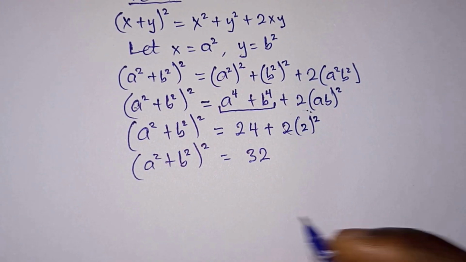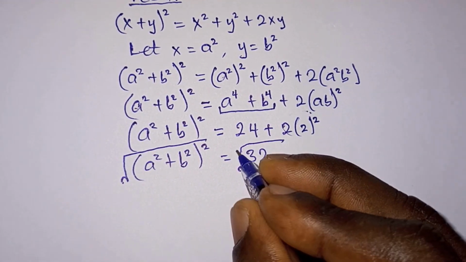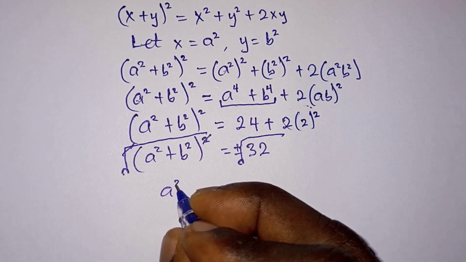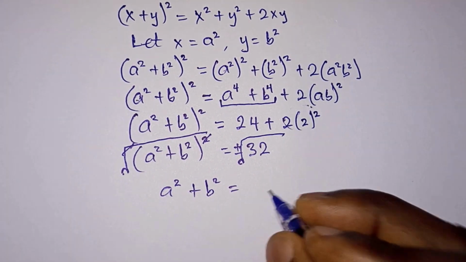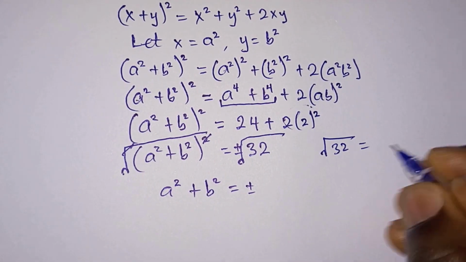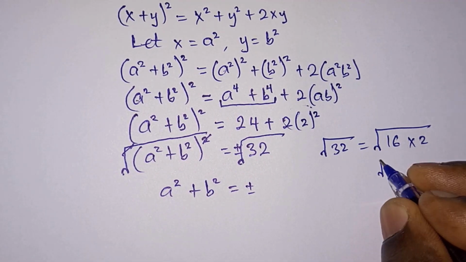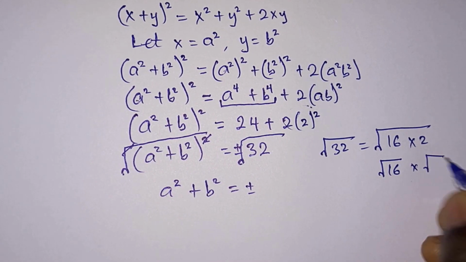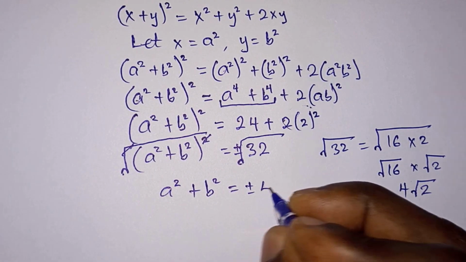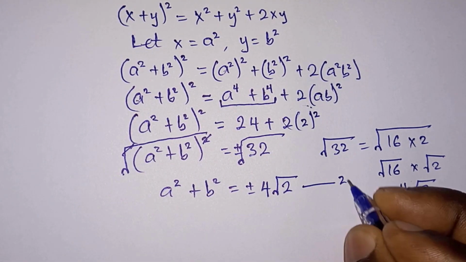We want a squared plus b squared. So let's take the square root on each side of the equation. We have plus or minus here. This square will cancel this. Now we have a squared plus b squared is equal to plus or minus the square root of 32. Note that the square root of 32 could be written as the square root of 16 times 2, and we can split this as the square root of 16 times the square root of 2, which gives us 4 root 2. So we're going to have plus or minus 4 root 2 here, and we will call this equation 2.